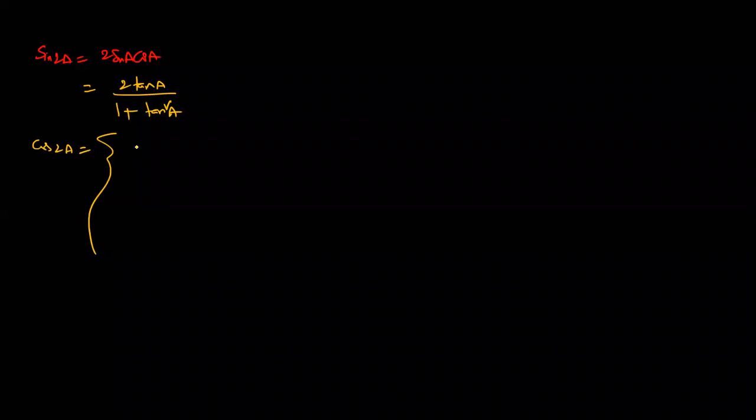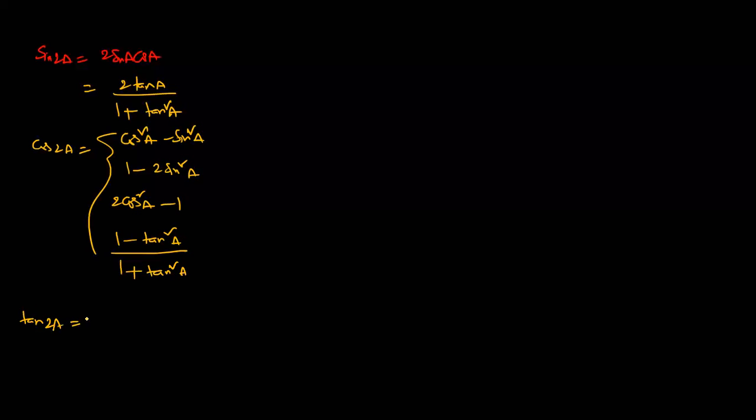Cos 2A, how to write? Cos square A minus sin square A, or 1 minus 2 sin square A, or 2 cos square A minus 1. Don't say anyone, let me complete. Or 1 minus tan square A by 1 plus tan square A. Similarly, tan 2A is 2 tan A by 1 minus tan square A. So these values we discussed yesterday.